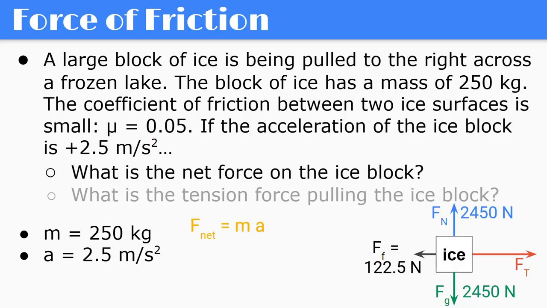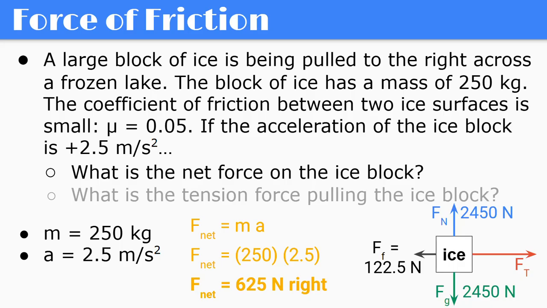F net equals ma. We know the mass, 250. We know the acceleration, 2.5. Check those units. They look good. Kilograms and meters per second squared. 250 times 2.5 is 625 newtons, and it will be to the right because the block is being accelerated to the right. It says so in the question. All right, so we have our net force, 625 or positive 625 newtons.